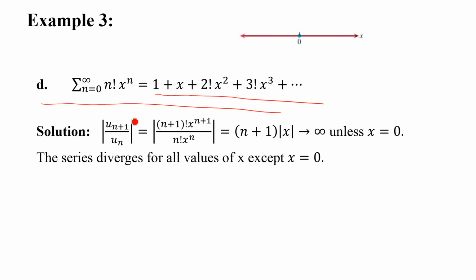Again, we are going to check with the help of the ratio test whether this series converges or diverges. So u_{n+1} over u_n gives us this result, and this approaches infinity as n approaches infinity unless x is equal to 0. So the series diverges for all values of x except x equal to 0. When x is equal to 0, this converges to 0. Otherwise, as n approaches infinity, this approaches infinity. So we have only one point of convergence for this series, and for the rest of the real numbers, this series diverges.